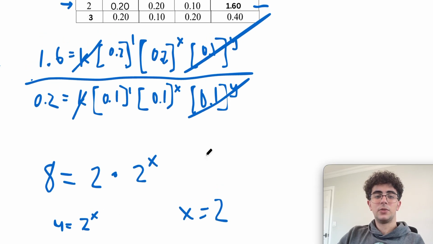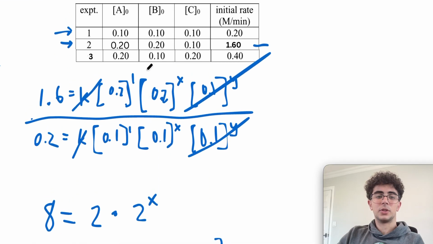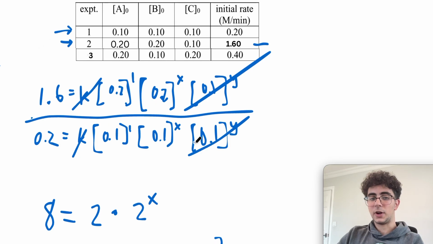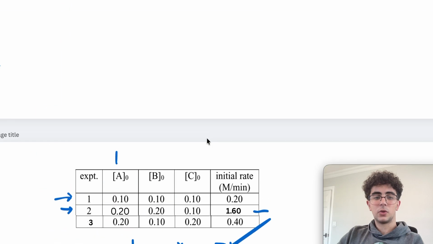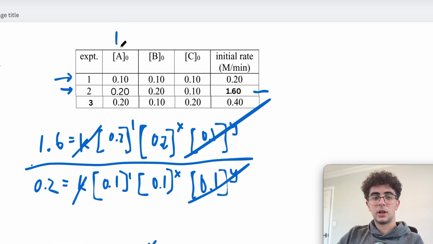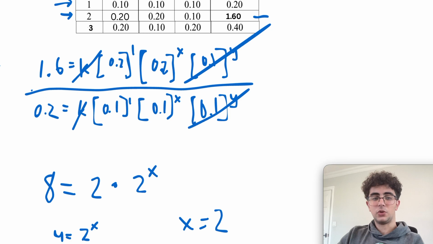So that's how to solve if the experiments are not all constant with 1 changing. Notice how with 1 and 2, A changed and B changed, and we were still able to find it. So once you know the order of 1, you're able to find the order of another, even if both are changing, by dividing the rate expressions like this.